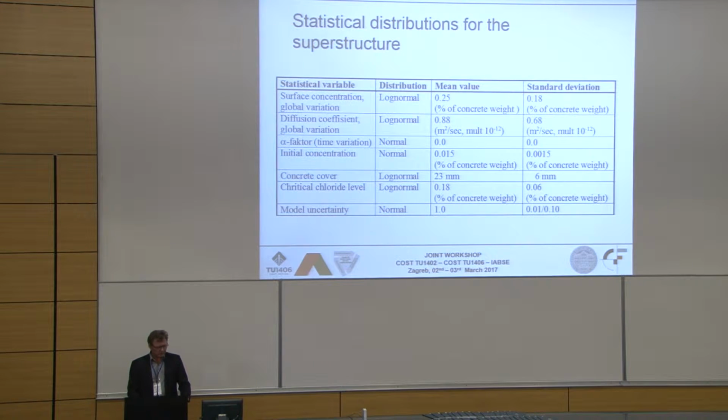Initial concentration at the armor is based on a literature study, 0.015% of concrete weight. Concrete cover is 23 millimeter on average, but the standard deviation is pretty high, 6 millimeter. And the critical chloride level, also based on a literature survey, is 0.18%, with a standard deviation of 0.06. Model uncertainty is optimistically put at 1.0, and the standard deviation is varied at 0.1%, and 10%. The results I will show are based on the 10% variation.